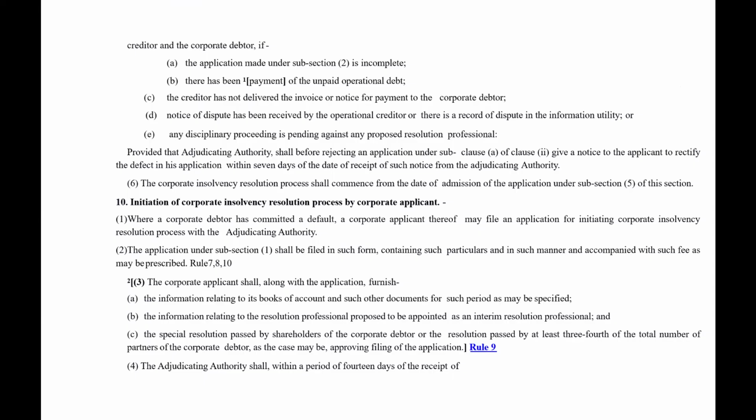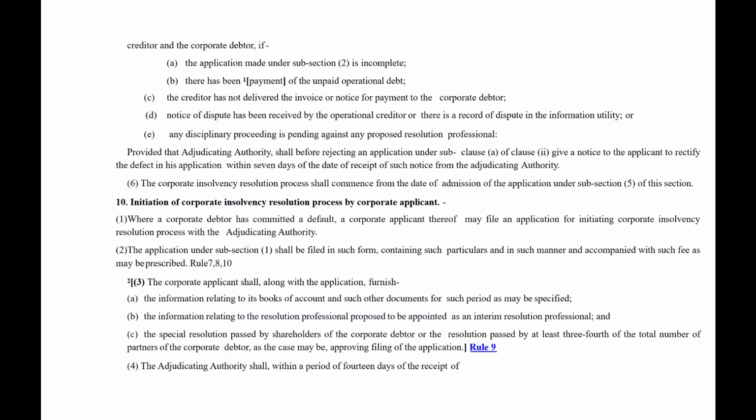So there is a difference between the admission of an application under section 7 and section 9. In section 7, the conditions are limited. What are the conditions in section 7? Default has occurred, application is complete, and there is no disciplinary proceeding pending against the proposed IR. Right? So these are the only conditions.